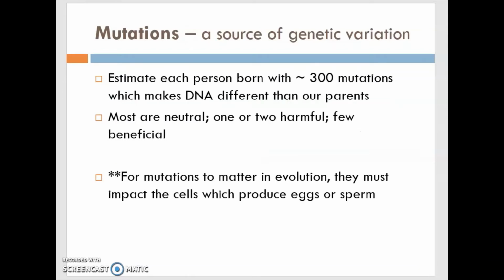Whenever we look at mutations, each person is born with somewhere around 300 mutations that make their DNA different, but most of them are neutral. There might be a few harmful, a few beneficial, but in order for mutations to actually make a difference in evolution, they need to impact the germ cells that make eggs and sperm. If they're just happening in your somatic cells, you're not going to pass that on to your offspring, so in terms of evolution, it doesn't necessarily matter.